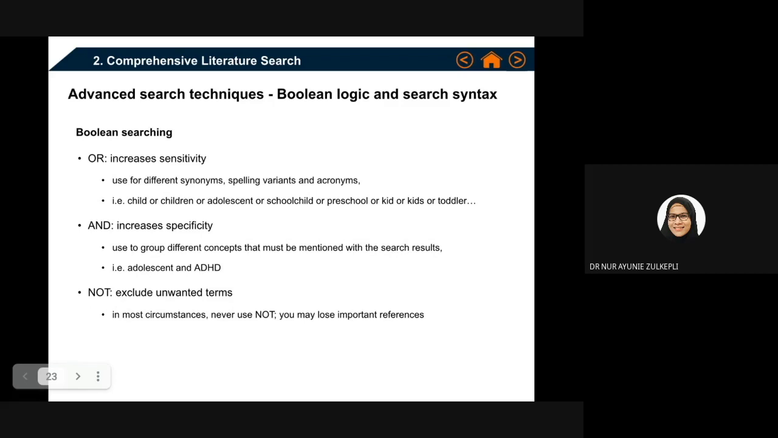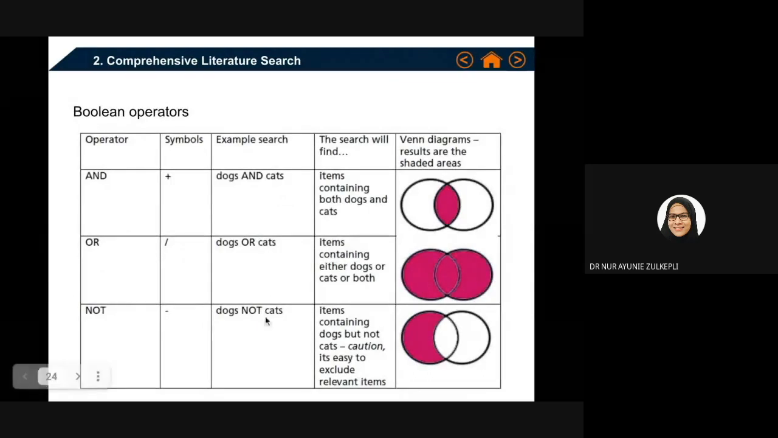Sometimes you will be missing some other good literature, because when you refer here, you want, let's say dog, not cat, but sometimes you will be missing some literature here as well. So I do not encourage you to use not. You better focus on using and or. And usually it contains both criteria that you want. You exclude the one that you do not want. Or you can use or, containing either dogs or cats, or it could be both. But this is not so specific, right?